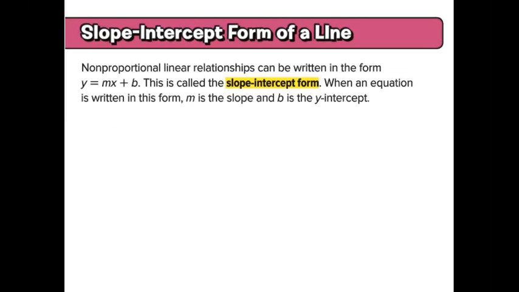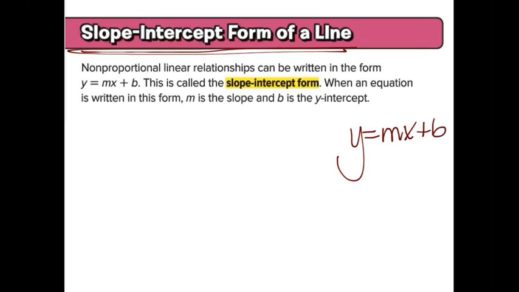Okay, so let's take a look at the slope-intercept form of a line. Now, I've been saying slope-intercept form, and up to this point, you may not have heard that. You may have just heard y equals mx plus b. But we're talking about the same thing. Non-proportional linear relationships can be written in the form y equals mx plus b. This is called the slope-intercept form. When an equation is written in this form, m is the slope, b is the y-intercept.